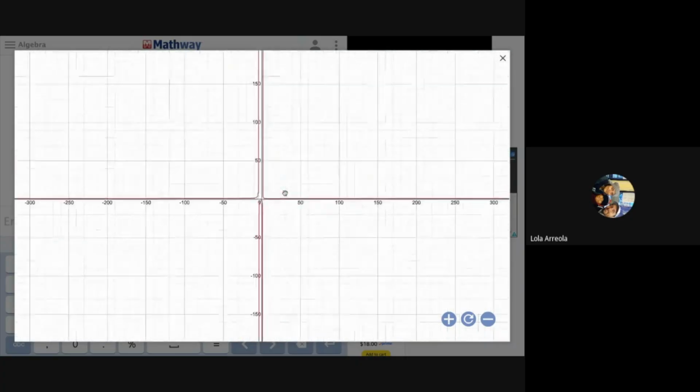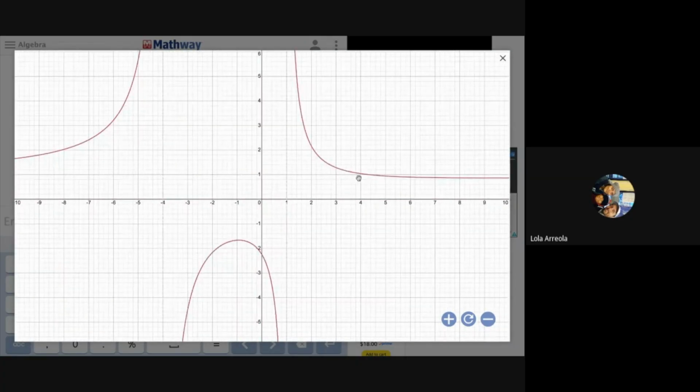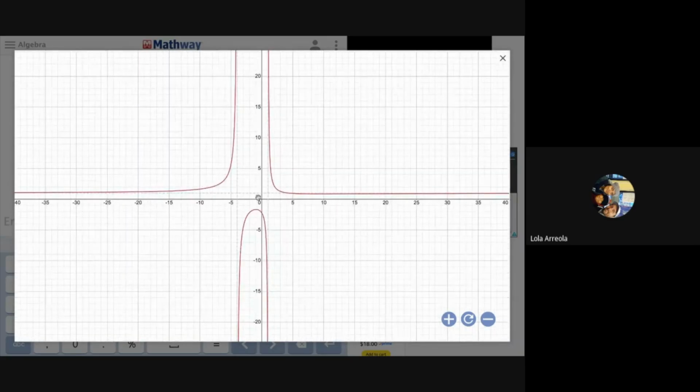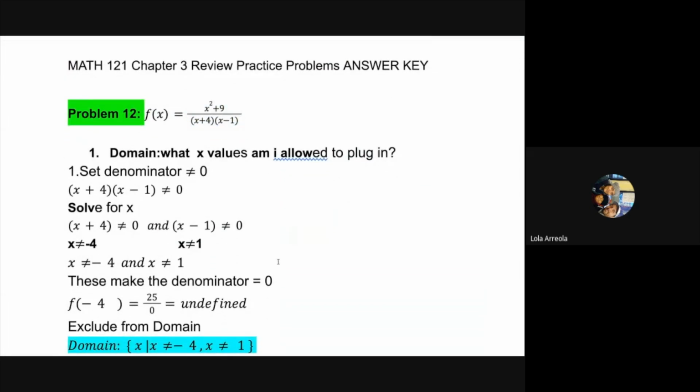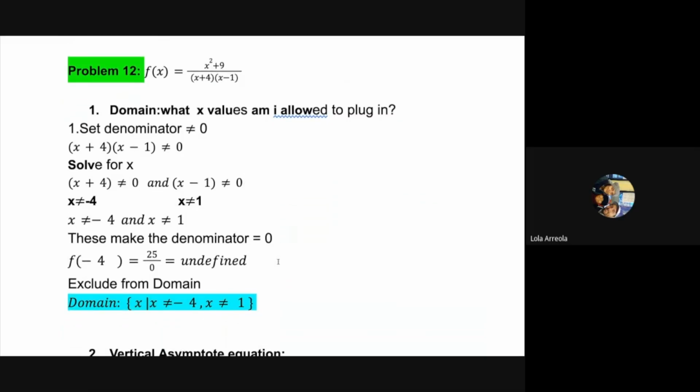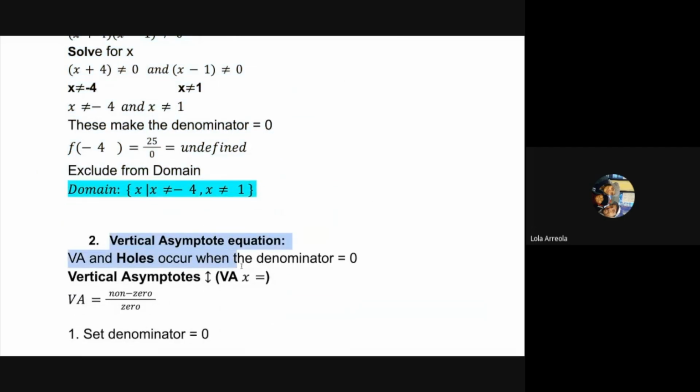So if you look closely right here, we do have a graph crossing right here. But vertical asymptotes, the graph never, ever crosses them. Now, in relation to problem number 2, it's closely related to the domain. We just did the domain, and you're going to see how it relates to the vertical asymptote.